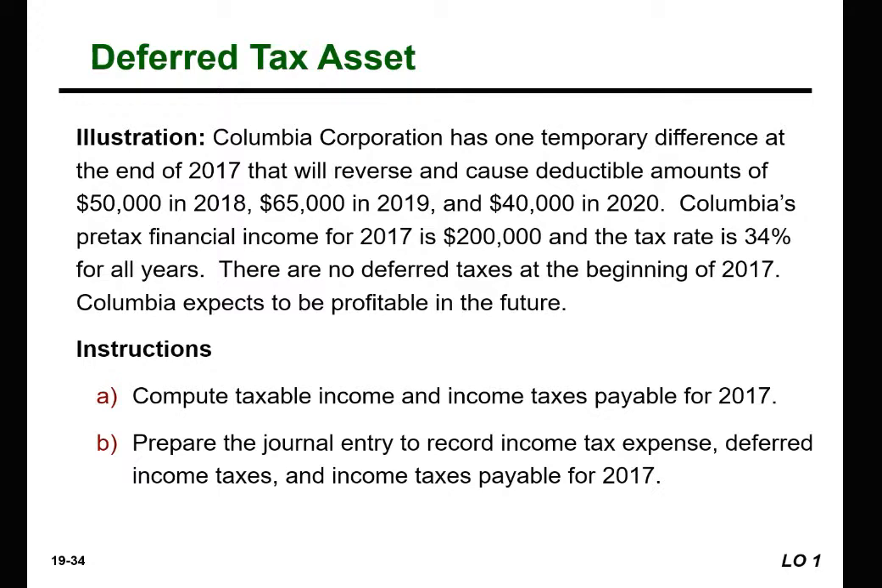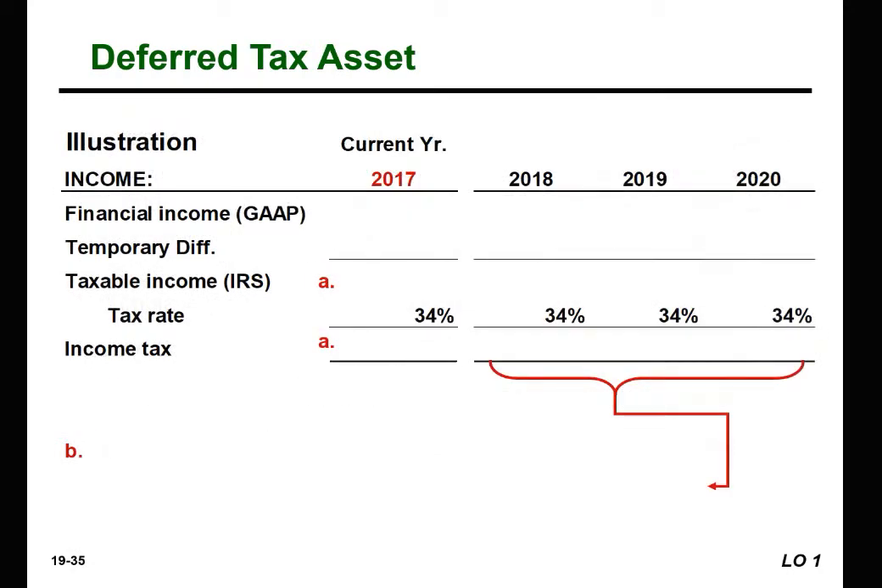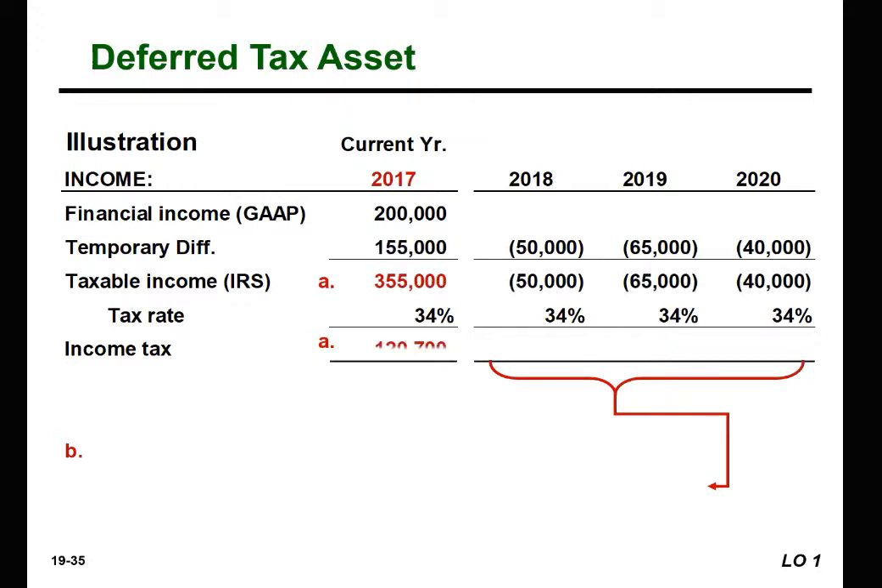So we're going to compute the taxable income and the income tax payable for 2017, and then prepare the journal entry to record income tax expenses, deferred income taxes, and income taxes payable for 2017. So we have financial income of $200,000 in 2017. Now we have a difference with $50,000 in 2018, $65,000 in 2019, and $40,000 in 2020, giving us a total temporary tax difference of $155,000.